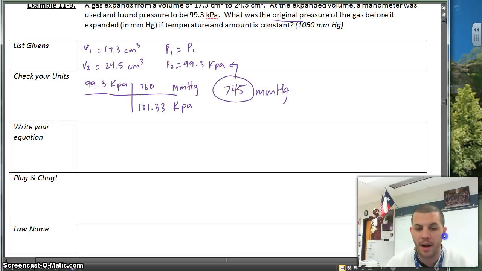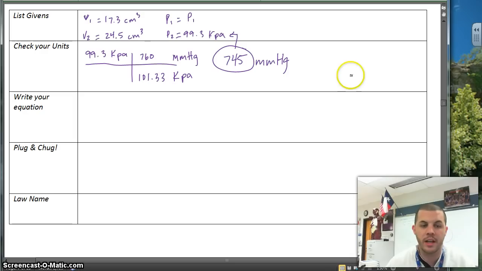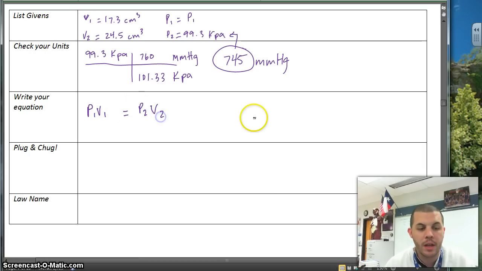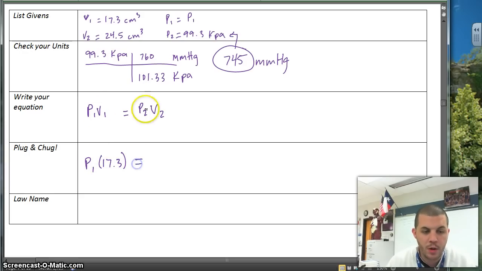Okay, so now I can write out my equation. I know that I'm only dealing with pressure and volume. So that means I'm dealing with Boyle's law, which is P1 V1 equals P2 V2. So now I'm just going to plug and chug. P1 is P1. V1 is 17.3 equals P2. Remember, we changed it to 745 times V2, which is 24.5.